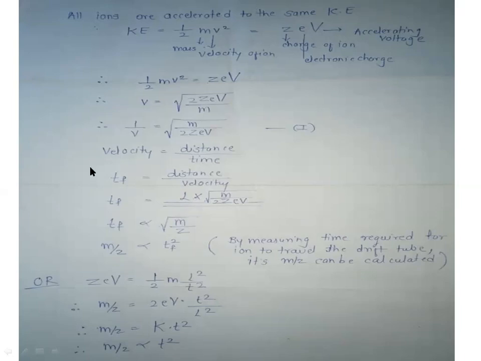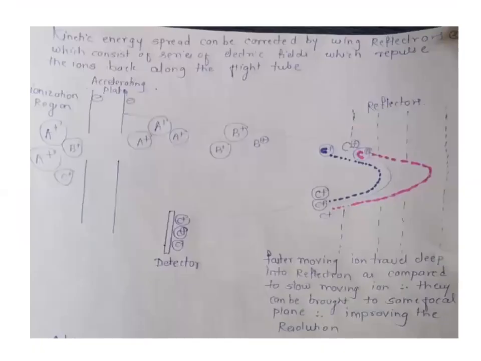This is the first equation. Now we are also aware that velocity is equal to distance upon time. Now we convert this equation in terms of time of flight. So time of flight will be equal to distance traveled divided by velocity. Here we substitute the velocity term with the help of equation 1, and what we finally get is that time of flight is dependent upon the mass to charge ratio. So it means that if we can measure the time of flight, naturally we can determine the mass to charge ratio of the ion. And this is the way the time of flight instrument works.